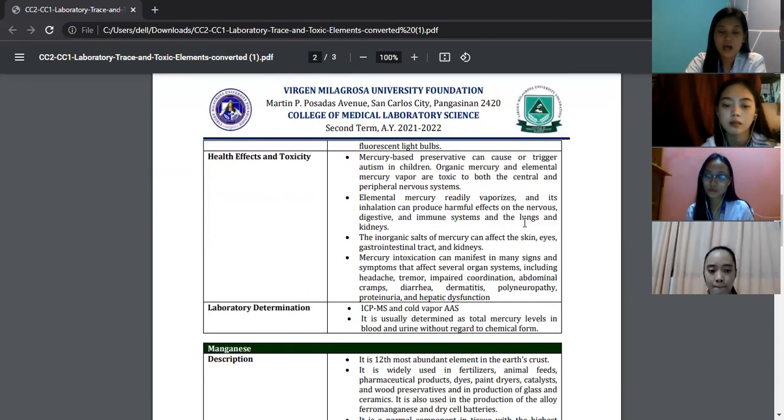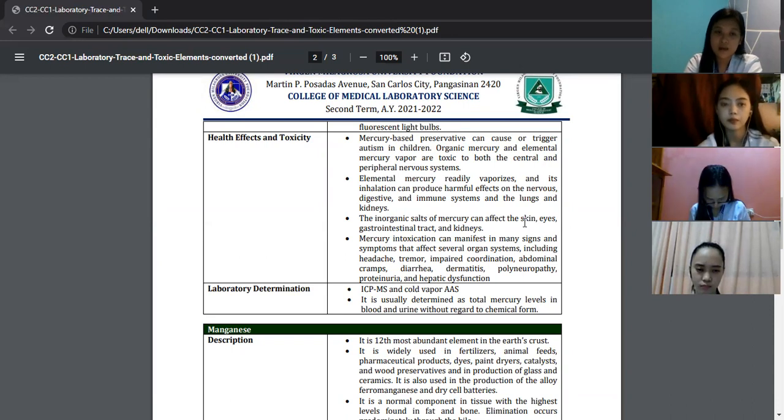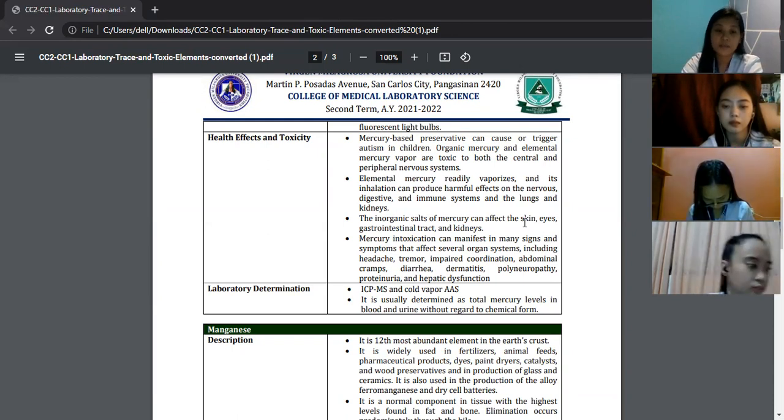So next, we have the health effects and toxicity. Mercury-based preservative can cause or trigger autism in children. Organic mercury and elemental mercury vapor are toxic to both the central and peripheral nervous system. Elemental mercury readily vaporizes, and its inhalation can produce harmful effects on the nervous, digestive, and immune system and the lungs and kidneys. The inorganic salts of mercury can affect the skin, eyes, gastrointestinal tract, and kidneys.